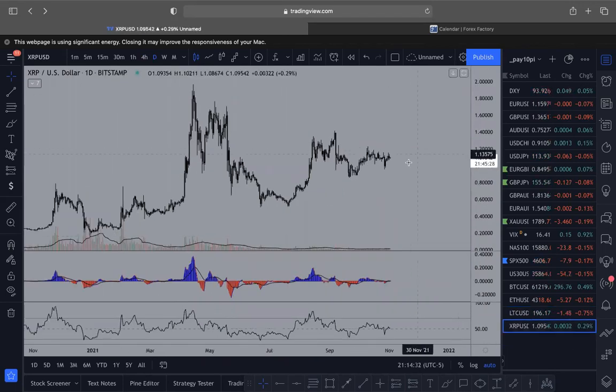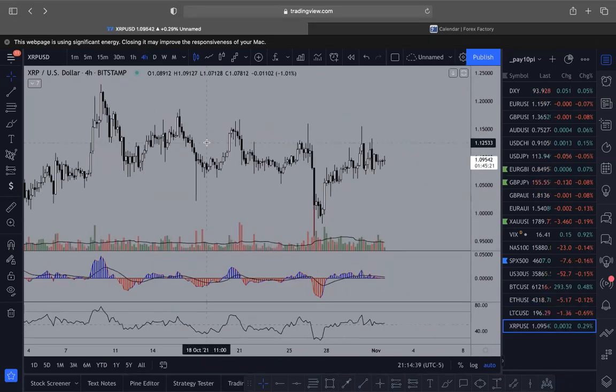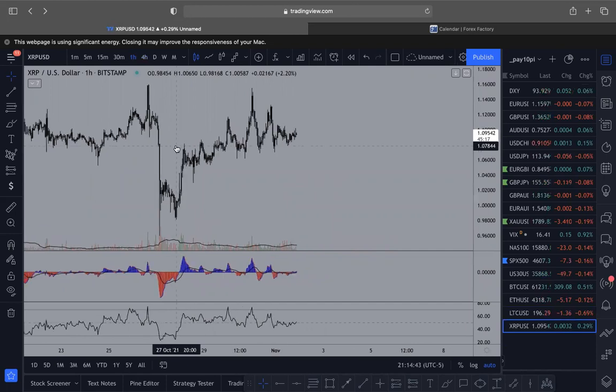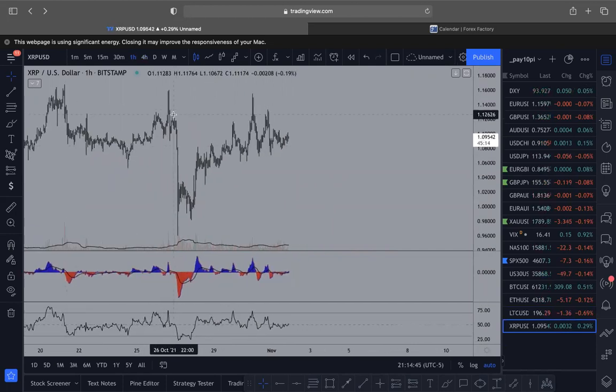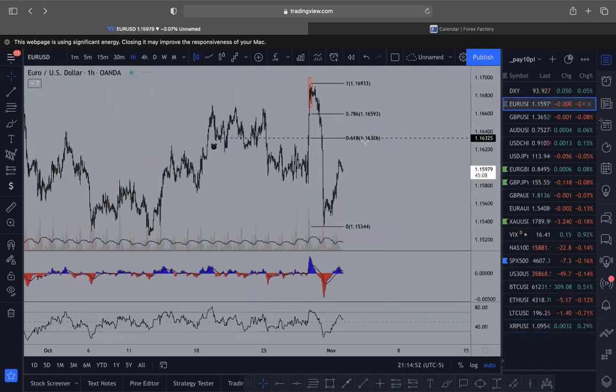And same with XRP. But they aren't really good for trading right now because they're just not moving as much. So for this one, yeah, there's not really anything for those two. That's it.